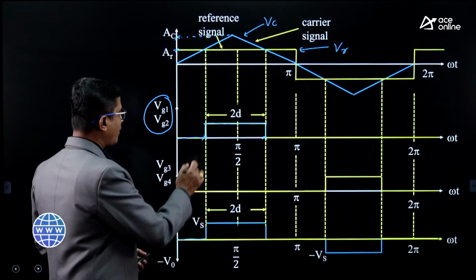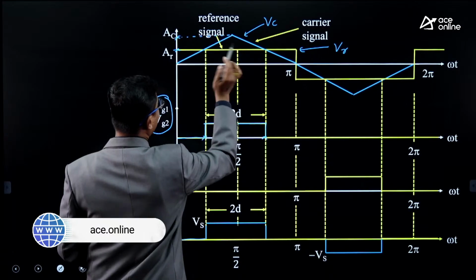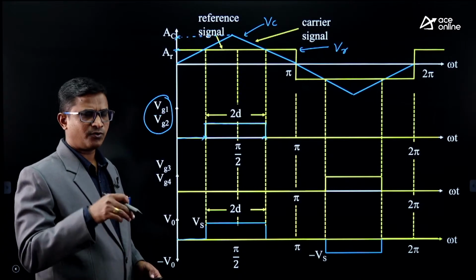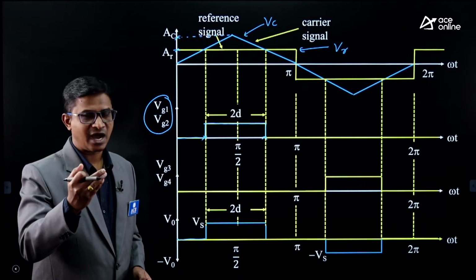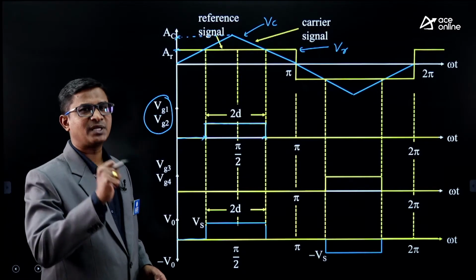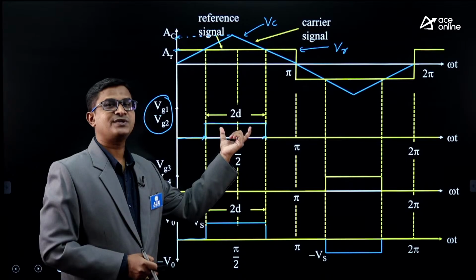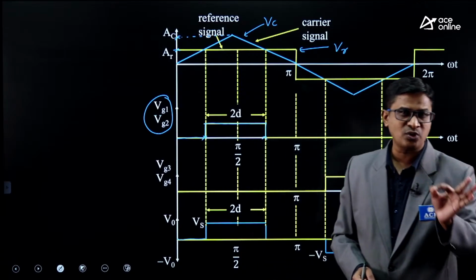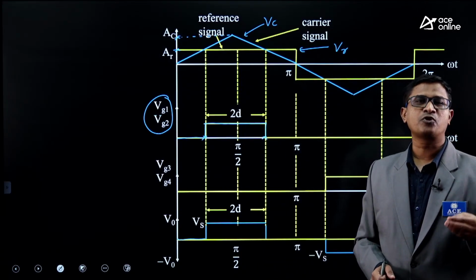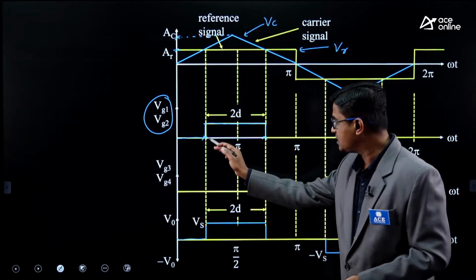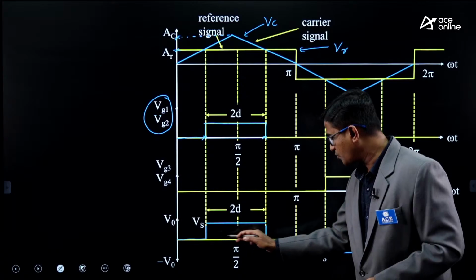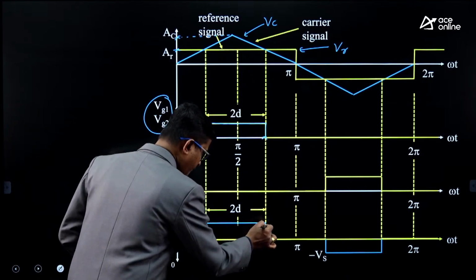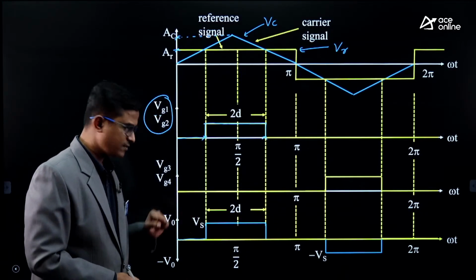Next, from this point till this point, VC is greater than VR. What is the output of the comparator? It is high. The trigger pulse generator will generate the triggering pulses, and we provide them to switches S1, S2. Now tell me, in a single phase full bridge inverter, when S1, S2 are in the on state, what is the output voltage? The output voltage is equal to Vs. So during this interval we get V0 equal to Vs. You can check the waveform.